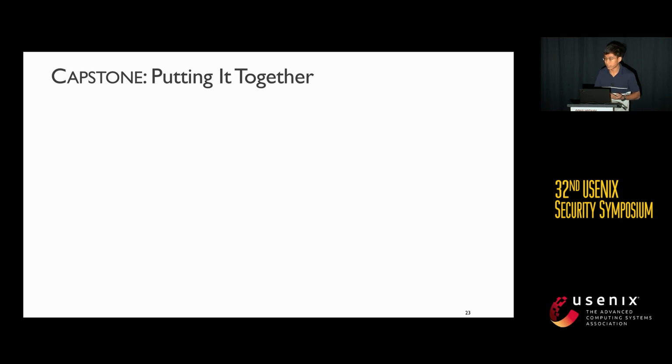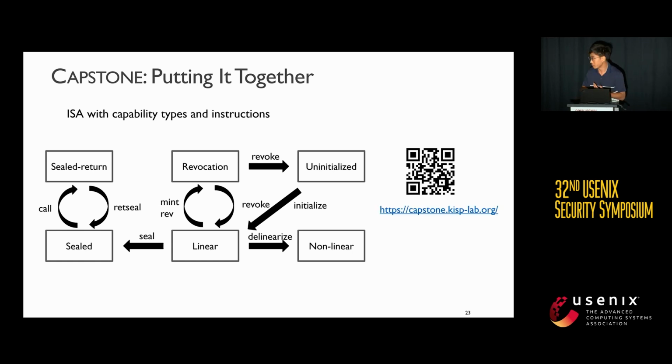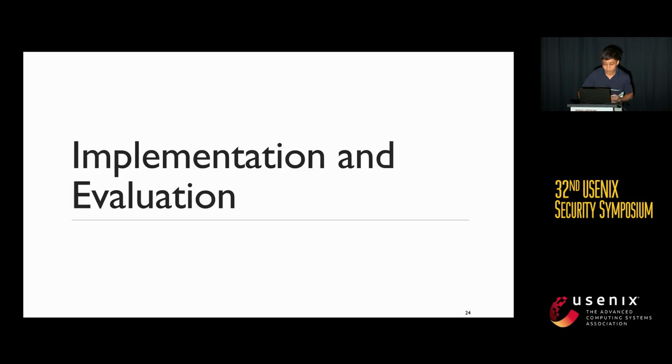Putting it together, we get a new instruction set architecture design called Capstone, which defines a set of capability types and instructions. And here's just an overview of the capability types defined in Capstone and the operations. If you want to know more about the details, please take a look at this website. There's a QR code and the URL here.